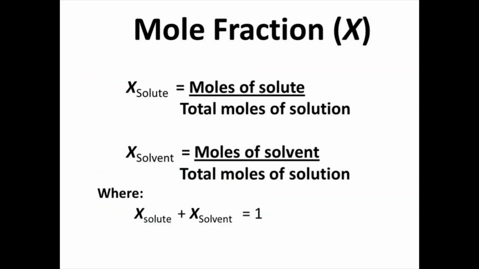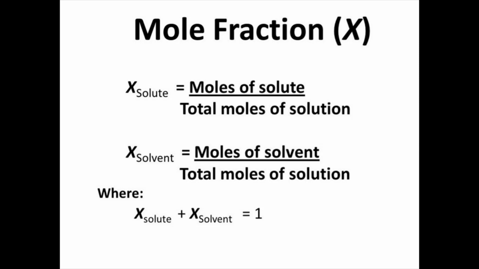Then mole fraction. Very simple. We have two components in a solution. One is solute and the other is solvent. You have to calculate mole fraction for the solute, mole fraction for the solvent. You know what is number of moles. Number of moles is equal to weight of the substance by gram molecular weight. So if you want to calculate for solute, X solute equal to number of moles of solute by total moles of solution. If you want to calculate for solvent, number of moles of solvent by total moles of solution.